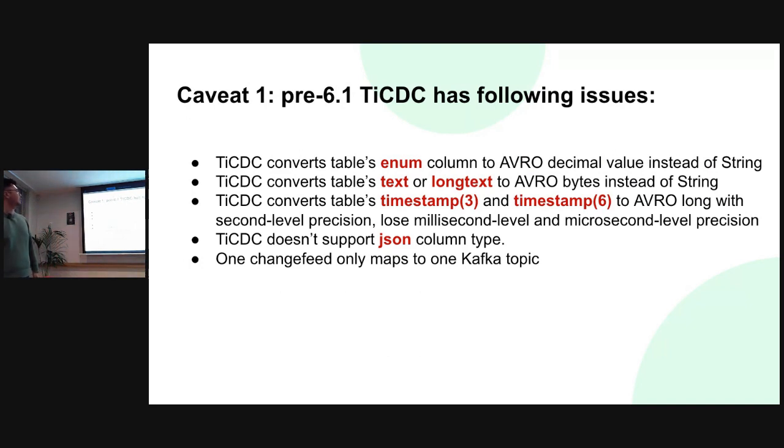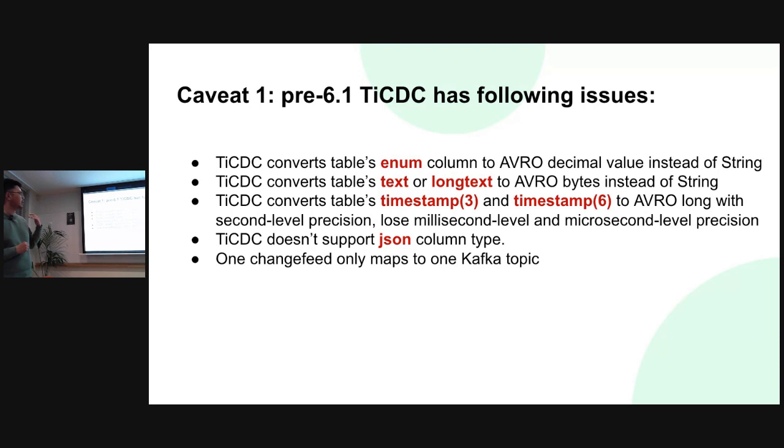At the beginning, with pre-6.1 TiDB and TiCDC versions, it was not really ideal. We found a lot of blocker bugs. For example, it doesn't support enum columns. If you stream an enum column from TiDB to Kafka, instead of giving you a meaningful string, it gives you the index of the enum, and we don't know what 1 or 2 means. It doesn't support text or long text, you would lose precision for timestamp, and it doesn't support JSON.